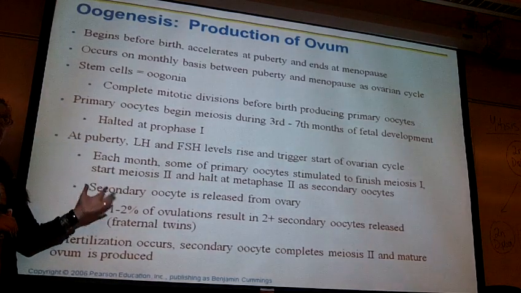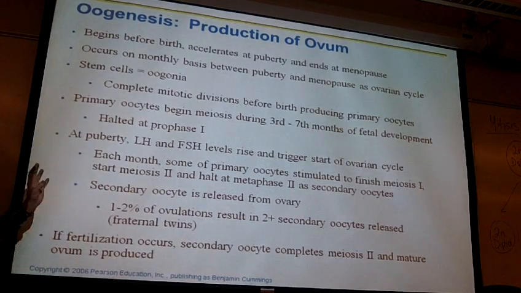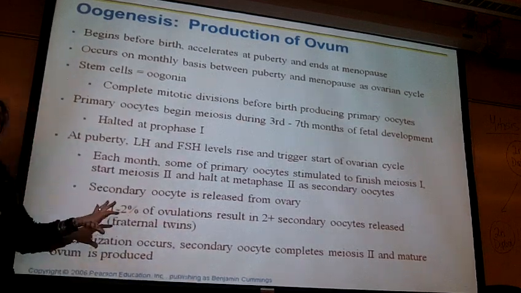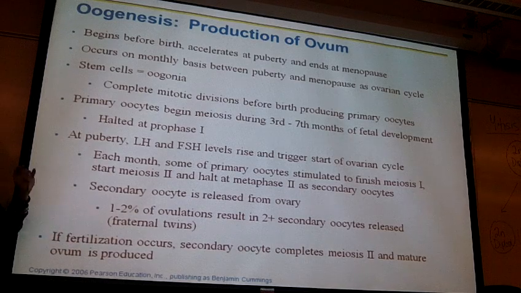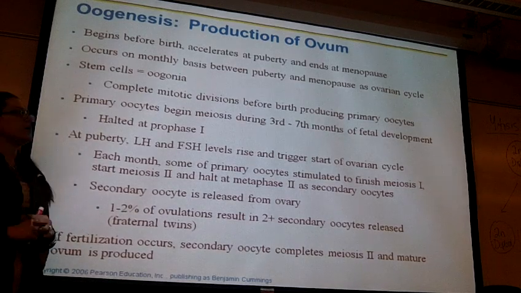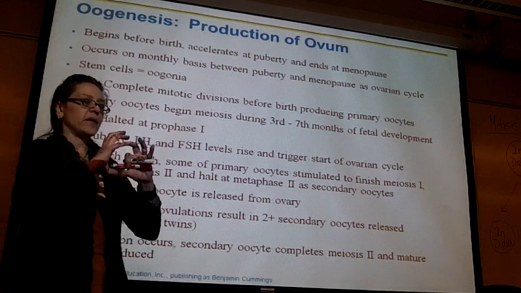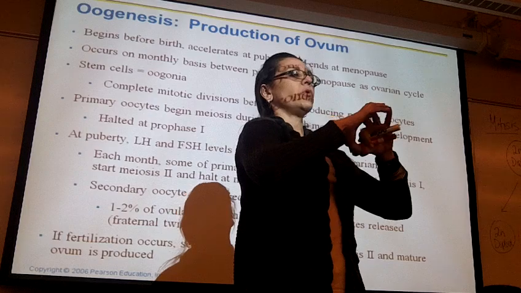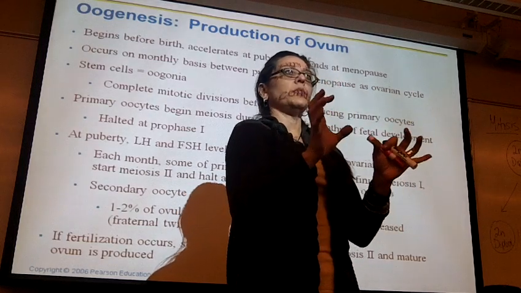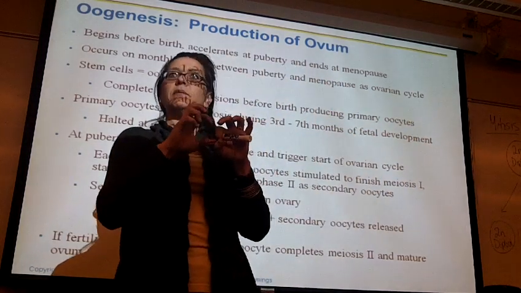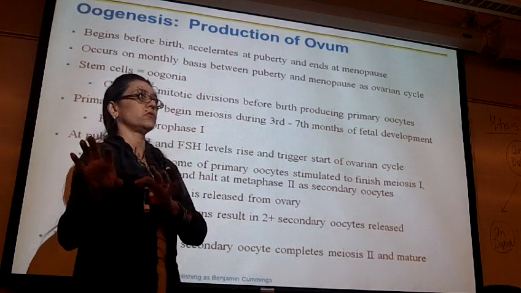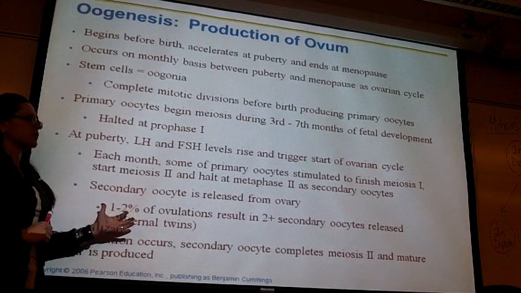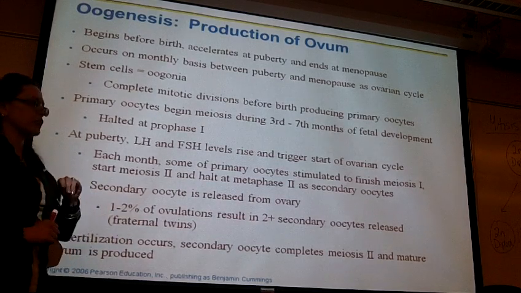Sometimes you'll get more than one secondary oocyte halted at metaphase 2 that gets ovulated. And that's how you can end up with twins, fraternal twins. Now, identical twins is when the zygote starts to divide and then splits, and you can end up with twins after implantation in the uterus. That's identical twins. But having multiple oocytes being released from the ovaries is how you can get fraternal twins.